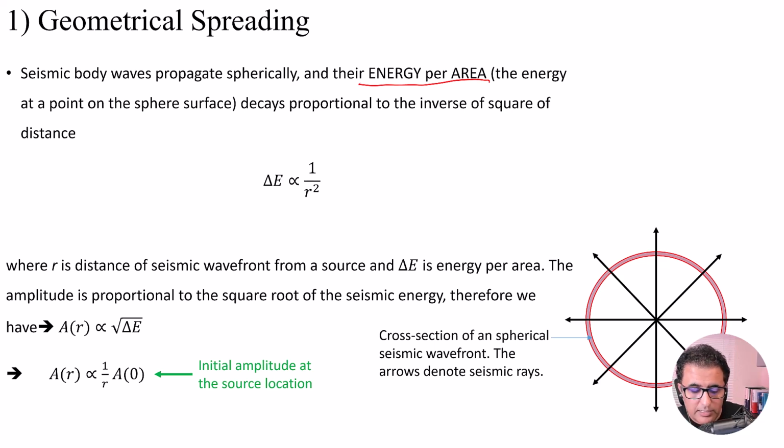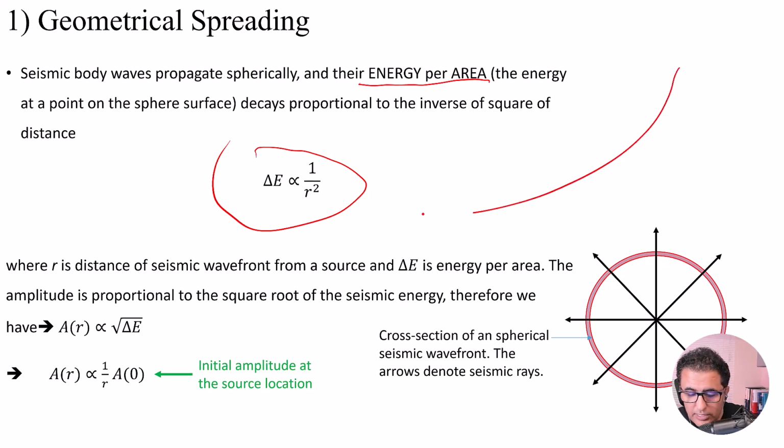And because body waves propagate spherically, the energy loss due to the geometrical spreading is proportional to 1 over r squared. Okay, so just notice, let me explain it again. We have the energy, and that energy propagates through the earth. So the most important concept here is the energy per area.